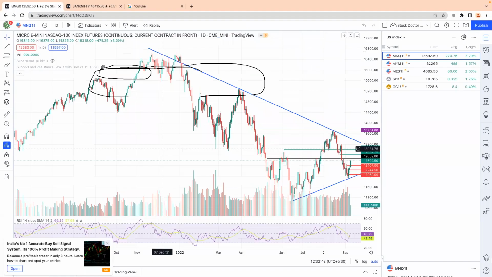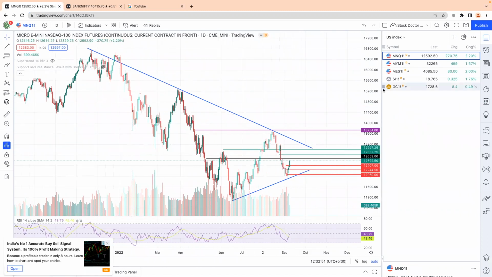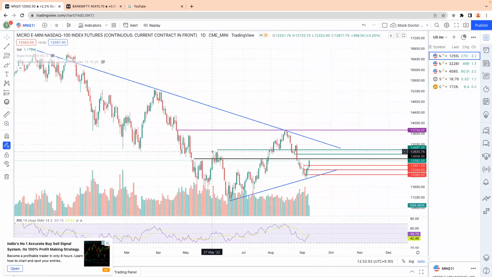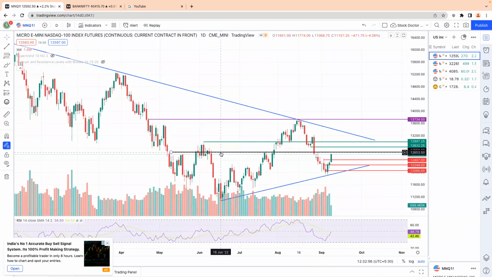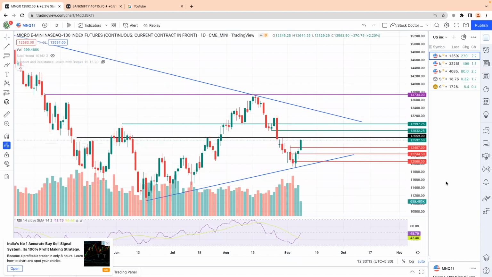Now for the Nasdaq, this is a day chart. You can see here that from Tuesday there was a slight fall in the market, and from Wednesday the market picked up. Currently we are trading at 12,592 in the Nasdaq futures.